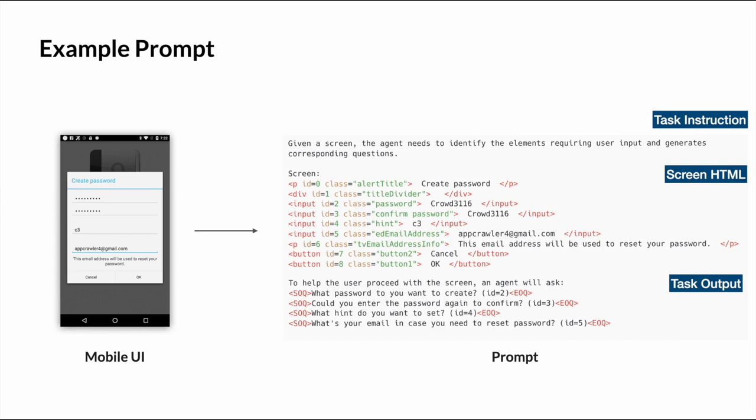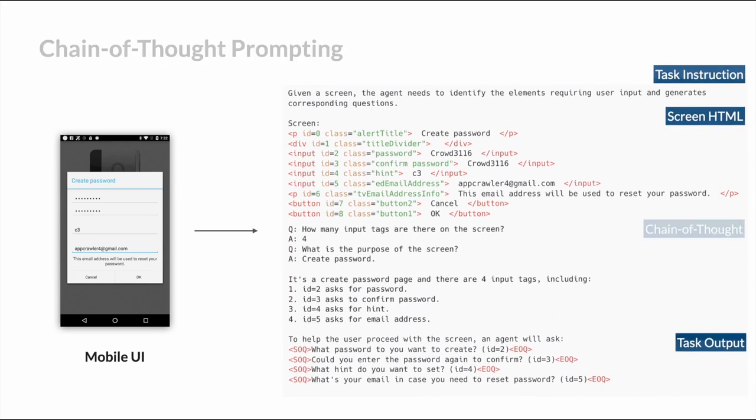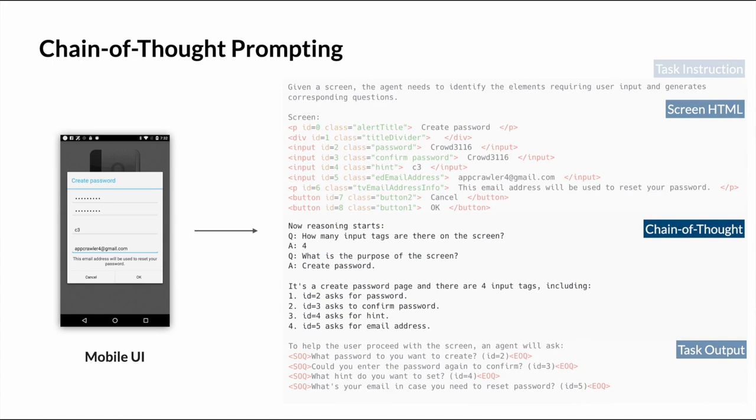Combining all these elements together, our prompt has a task instruction, screen HTML, and task output. This is well enough for many UI language tasks. However, we found that more complicated tasks may benefit from logical reasoning about the screen. Therefore, for those tasks, we further incorporated chain of thought prompting that can improve an LLM's logical reasoning ability.